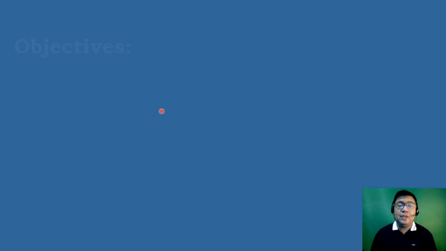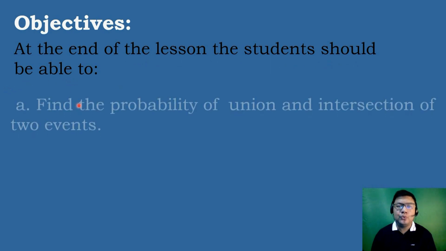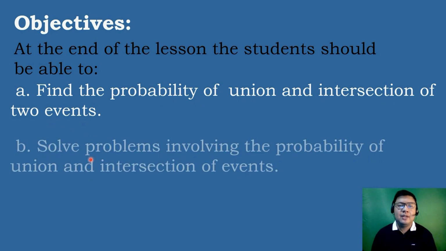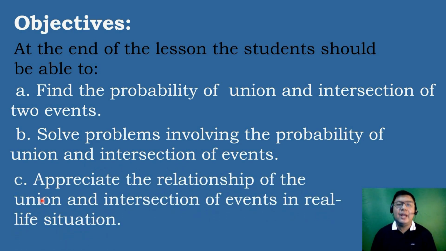These are the following objectives we need to attain in today's topic. At the end of the lesson, the students should be able to: letter A, find the probability of union and intersection of two events. Letter B, solve problems involving the probability of union and intersection of events. And letter C, appreciate the relationship of union and intersection of events in real-life situations.